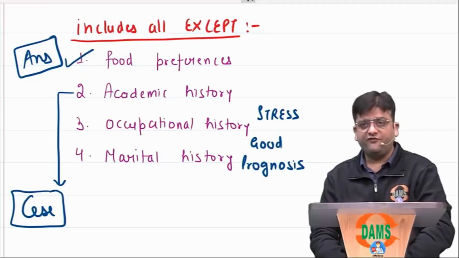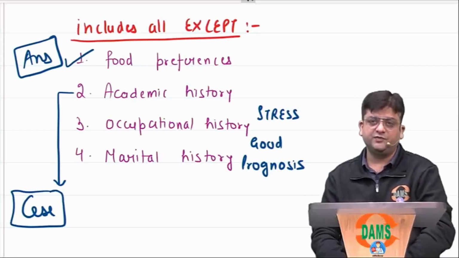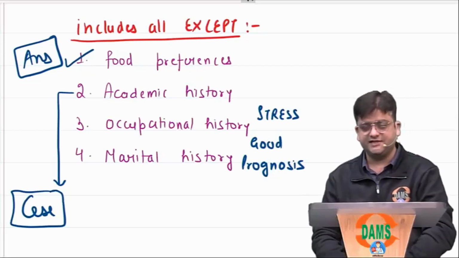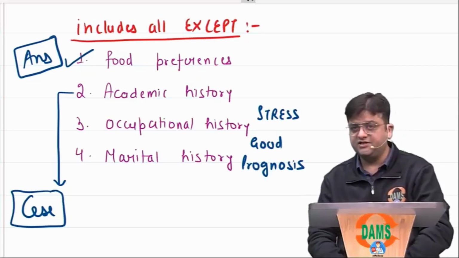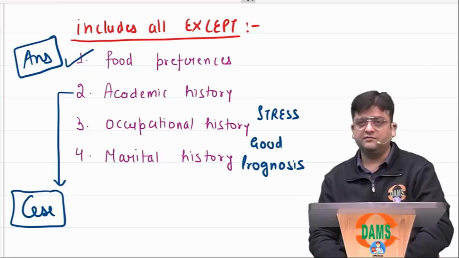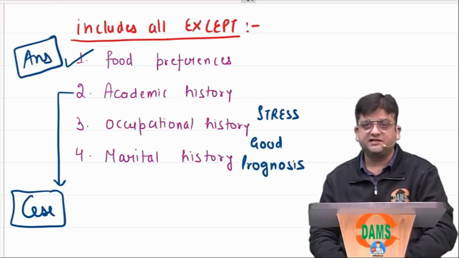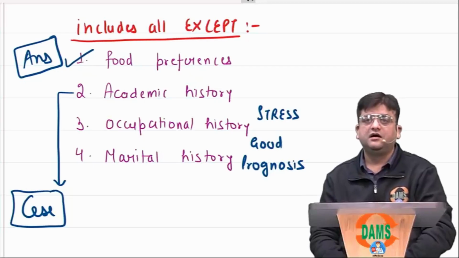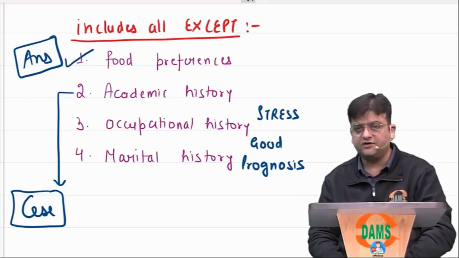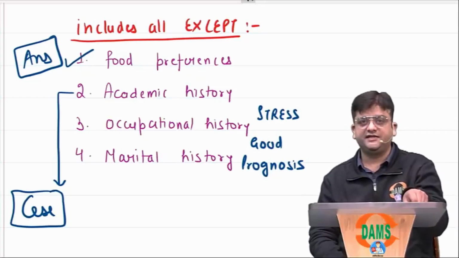But is it possible that I tested the IQ of this child with low performance and the IQ comes normal? Yes. Name the condition in which the child performs poor but the IQ is normal. What is the condition? ADHD. Attention deficit hyperactivity disorder.